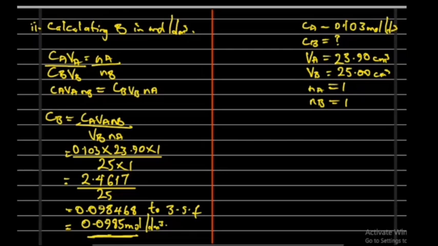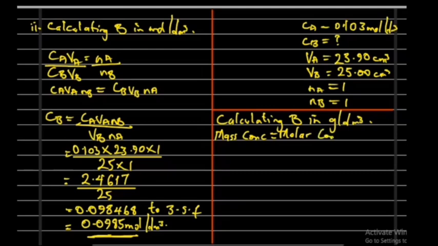So from this now, we can calculate what our CB will be in grams per dm cube. So calculating concentration of B in grams per dm cube, you can now make use of this formula. Mass concentration equals molar concentration times molar mass.